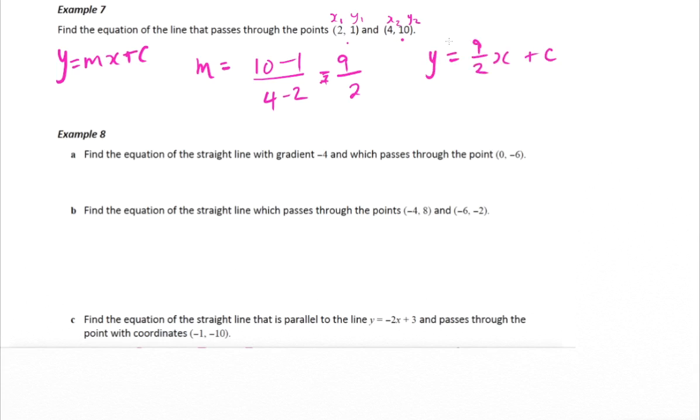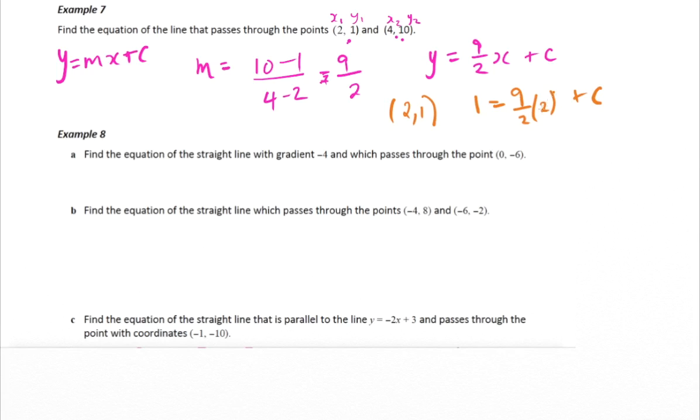The way I'm able to find c is exactly the same as what we did before with the second method: substituting in another coordinate. It doesn't matter which one in this case, neither of them will cancel x out. So I would suggest using the easiest one, and the easiest one that I can see is 2 and 1. So that means when y is 1, x is going to be equal to 2.